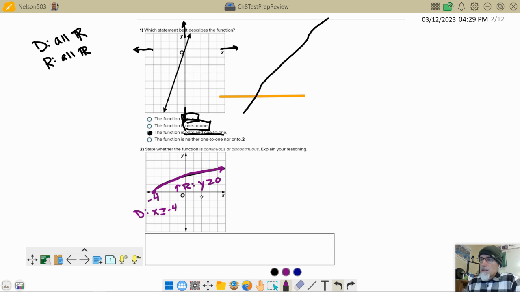So you can see that it's not onto, because the domain is different than the range. So kind of coming back to this question up here, it's not onto.